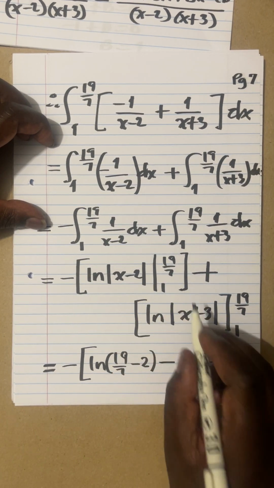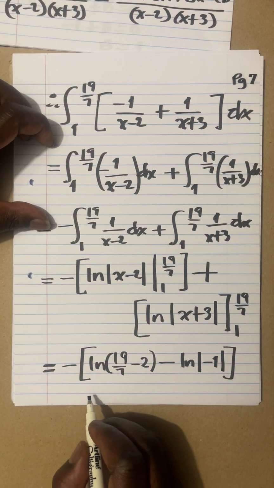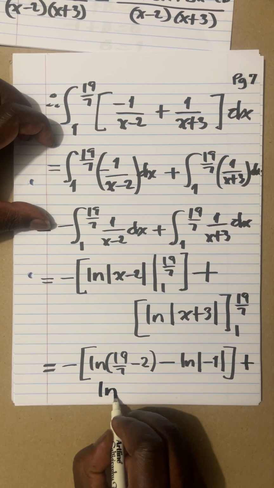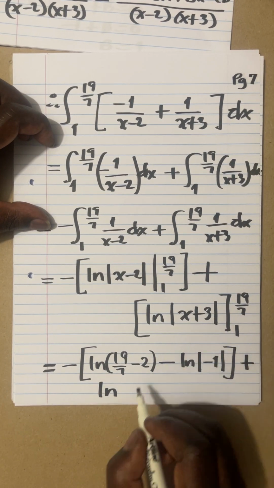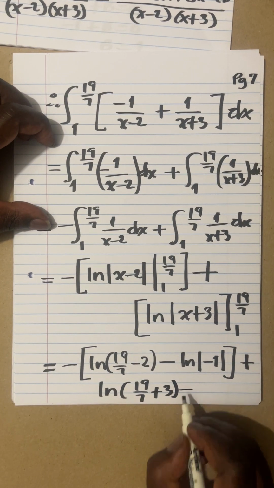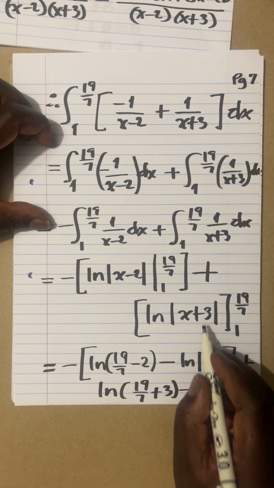I'm done with the first part. And then I'm going to have to deal with this part here. So let me write it down here. I'm going to say plus, natural log of 19 over 7, positive, 19 over 7 plus 3. And then I'm going to say minus, put 1 there. It will be natural log of 4, because 1 plus 3 is 4.